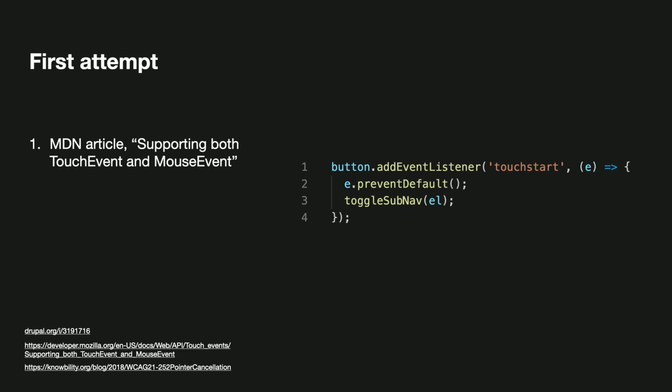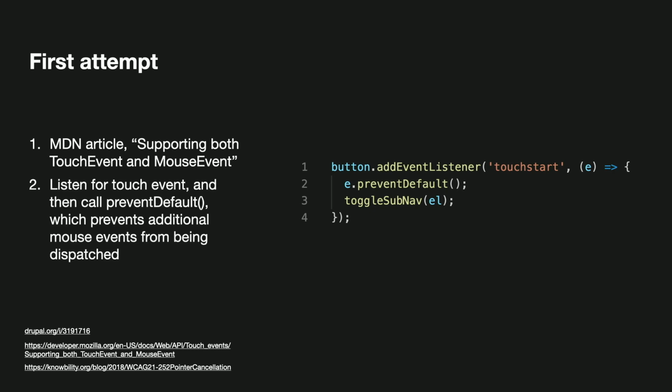The first thing, as a developer, what do you do? You just Google it, right? I found this article that says supporting both touch event and mouse event, and this looks really straightforward. It basically says if you have a touch start event, don't do anything else and just open up the subnav. And hey, that kind of works, right?